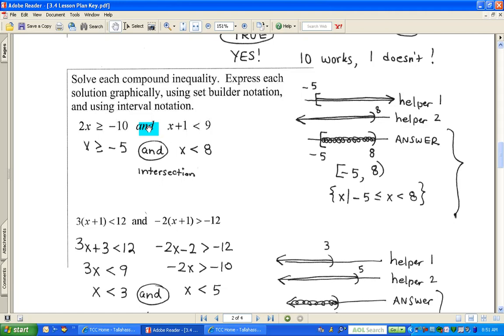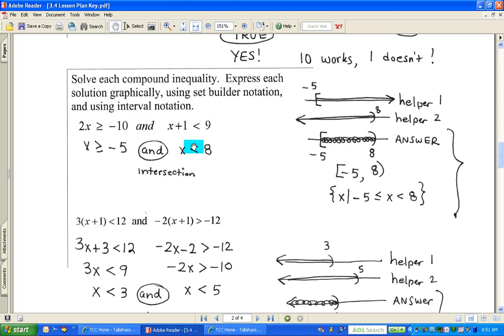Now, this is basically a three-step process. Step number one is to not even pay attention to the word and or to begin with. Step one is to look at the first inequality and solve for x. And this one's fairly easy. We simply divide by 2 to get x is greater than or equal to -5. We look at the second inequality. We get x alone. We do that by subtracting 1 from both sides, and we have x is less than 8. Now, that's step one.